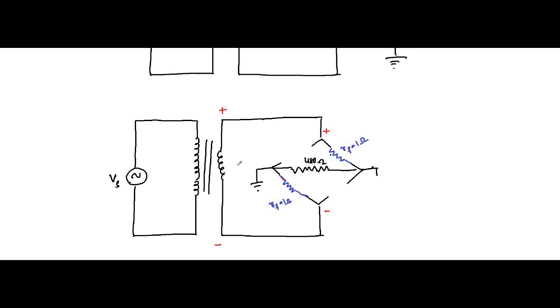So here this is the RMS value, which is 240 volt RMS, the secondary winding voltage. So the maximum value of the secondary winding voltage is equal to 240 into root 2.